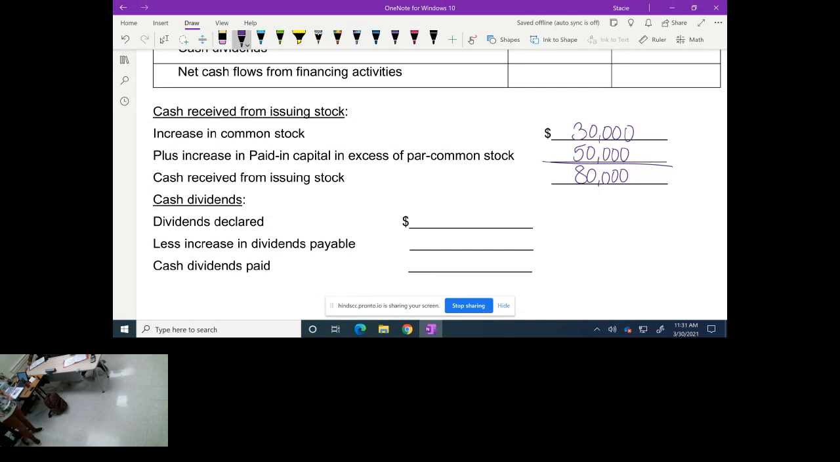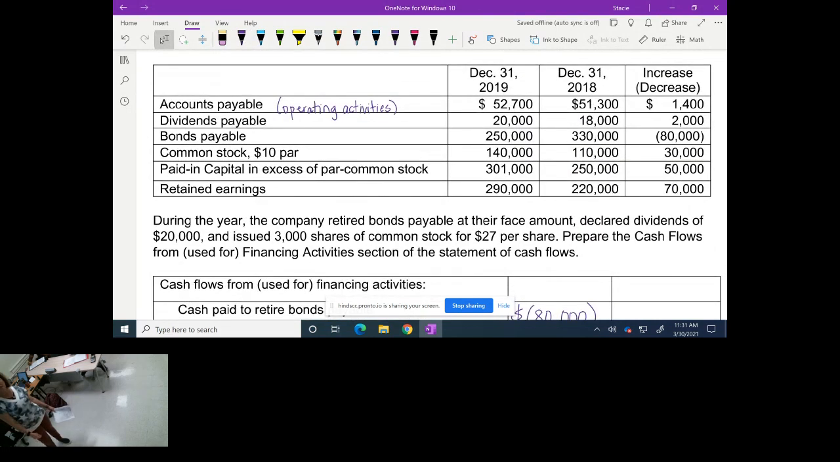Yeah, that's true. But also you can really just look at it and say, all right, when we sell stock, this is the entry we made. So the increase for both of these accounts would be the total we collected on it. But yeah, you could go about it that way. The $27 times 3,000 would tell you how much they sold them for, which really, is that the answer? 27 times 3,000? 81,000. Yeah, you've got it, off by $1,000.